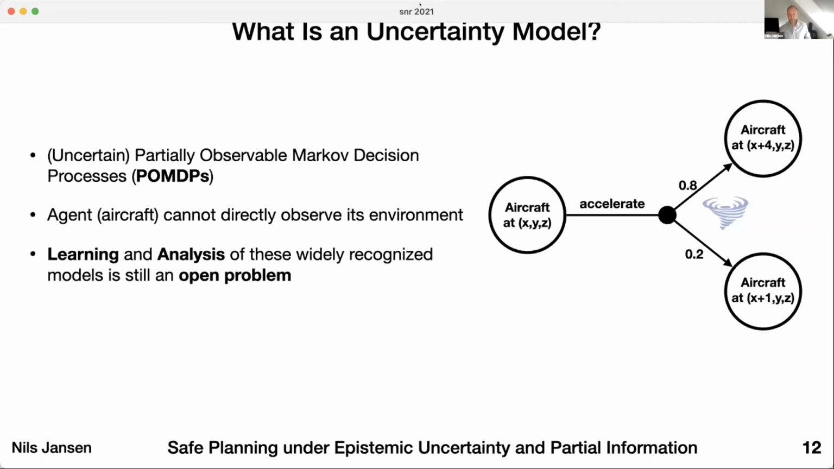So in our sense, we take a model which is kind of used in AI, in operations research, in formal methods, which is a Markov decision process, but it's a partially observable one, which means that an agent, or in our case, the aircraft, cannot observe its environment perfectly. And so we may, for instance, say, okay, we are at position X, Y, Z, we accelerate, and then with a high probability, we go to a position we want to, but because there are wind conditions, there's a low probability that we end up somewhere else than we envision this action accelerate takes us to.